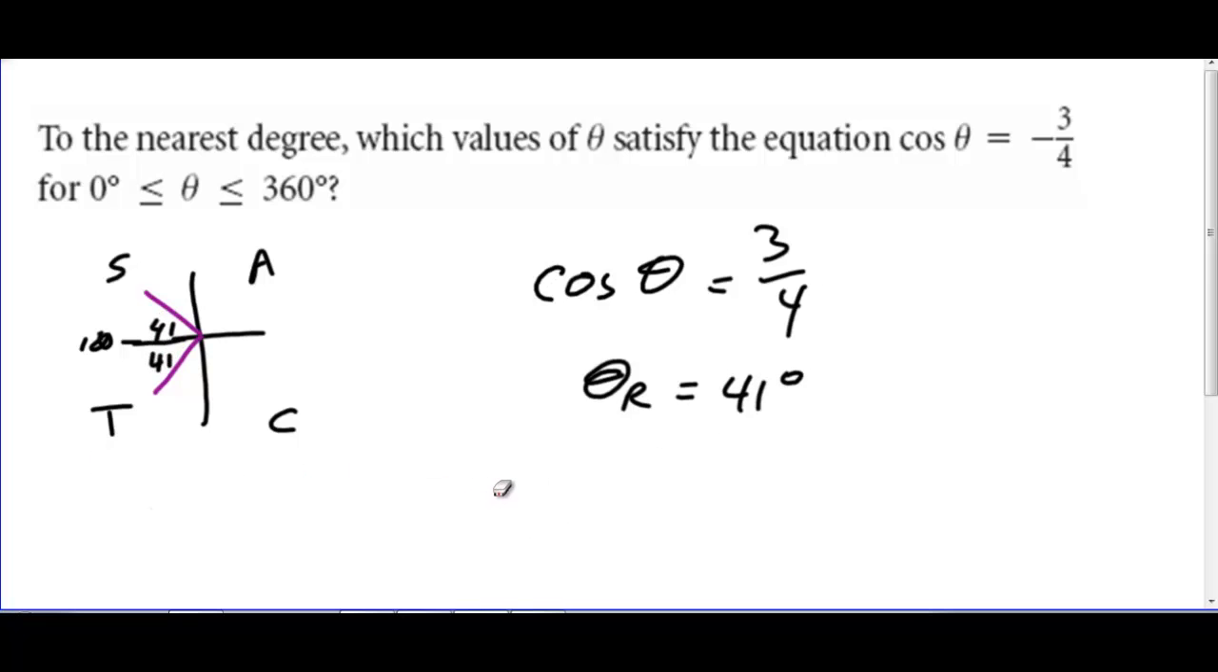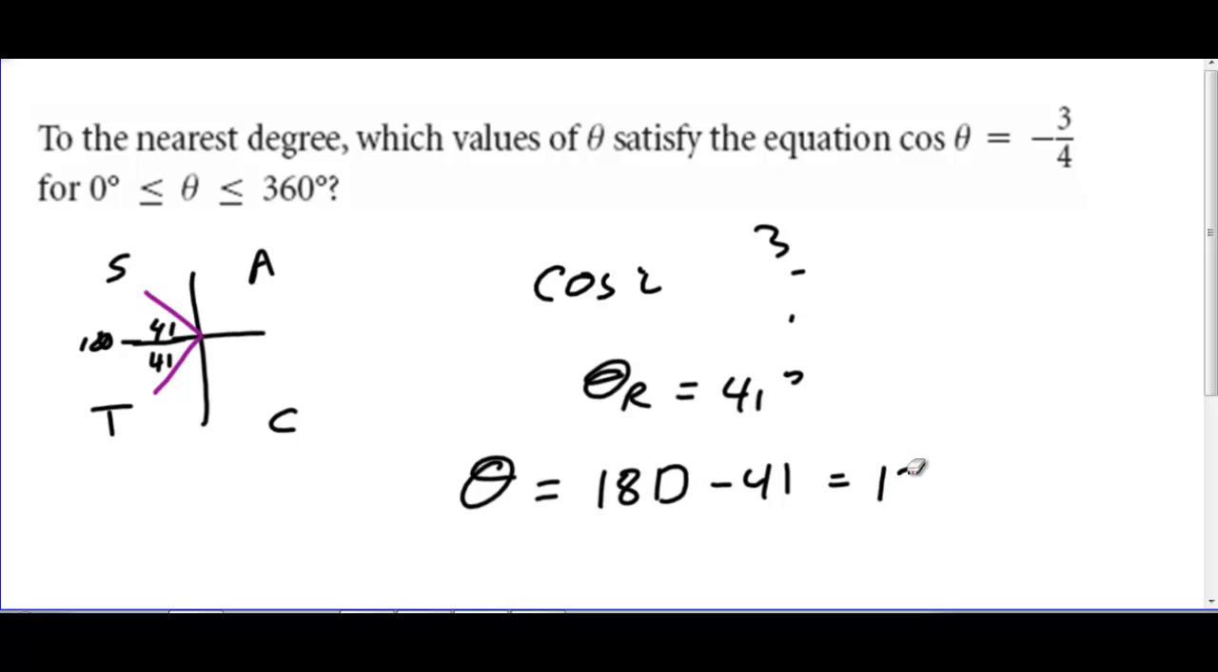So now I can use this reference angle to figure out what my two angles are. So my first angle is going to be 180 minus my reference angle because it's 41 degrees less than that. So 180 minus 41. So that's going to give me 139 degrees. And for my second angle, for the angle in the third quadrant, I'm going to go 180 plus 41, which is going to give me 221 degrees. So the two angles that are going to have a cosine of negative 3 over 4 are going to be 139 degrees and 221 degrees.